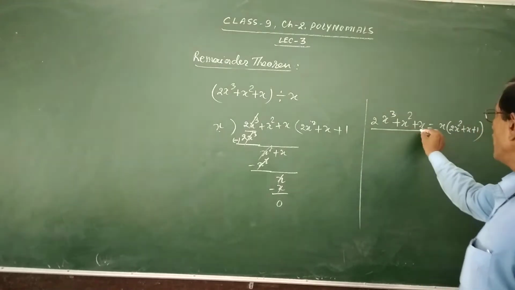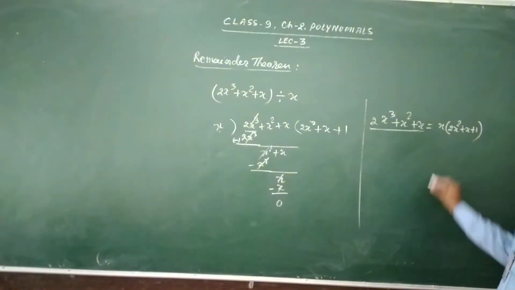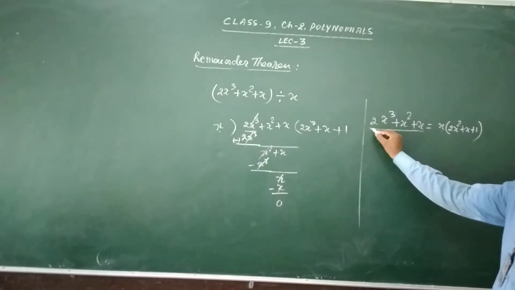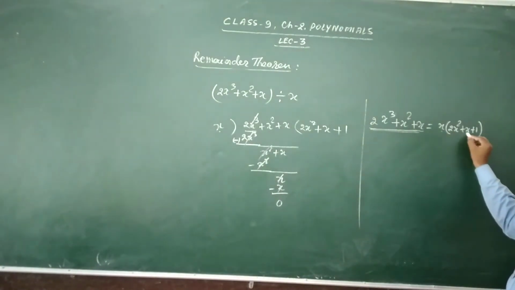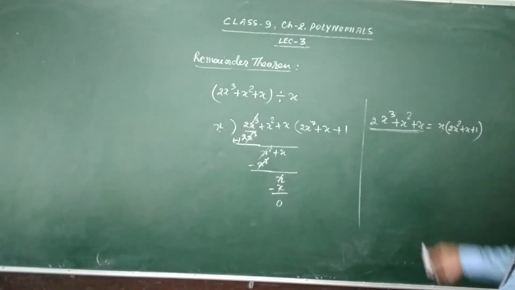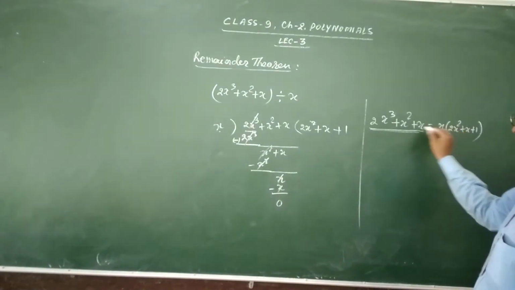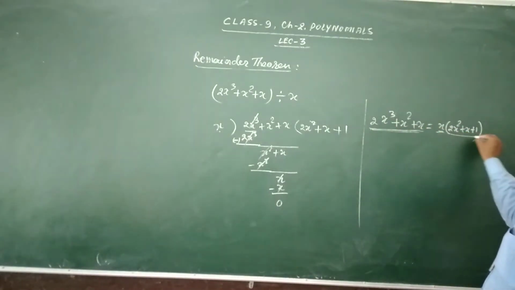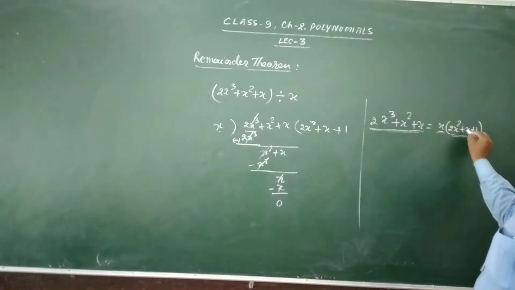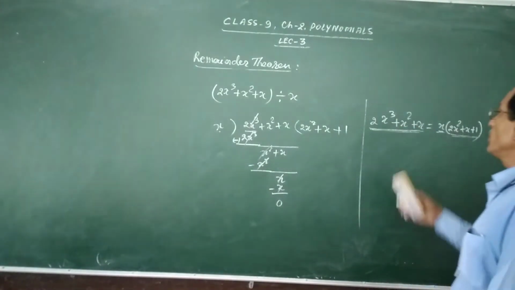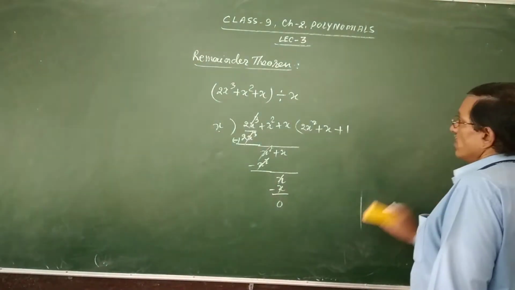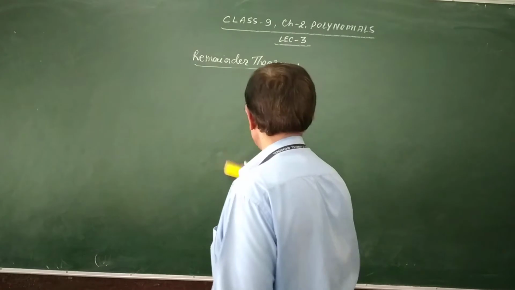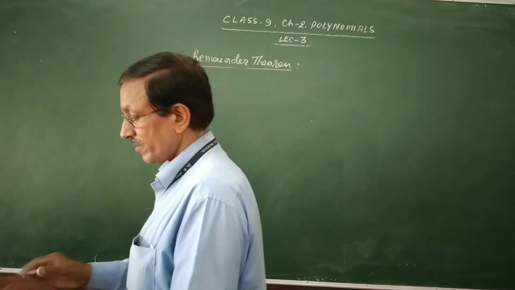This polynomial is the multiple of x, or we can say this is multiple of 2x square plus x plus 1. Or in another way, we can say x is the factor of this polynomial, and this factor is also the factor of this polynomial. So this is the one case. We take another case. Another example we take.